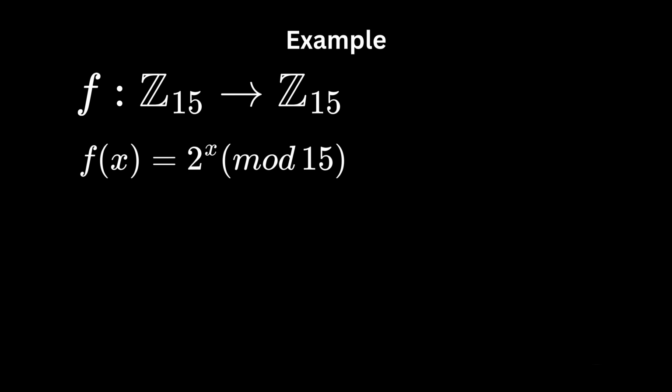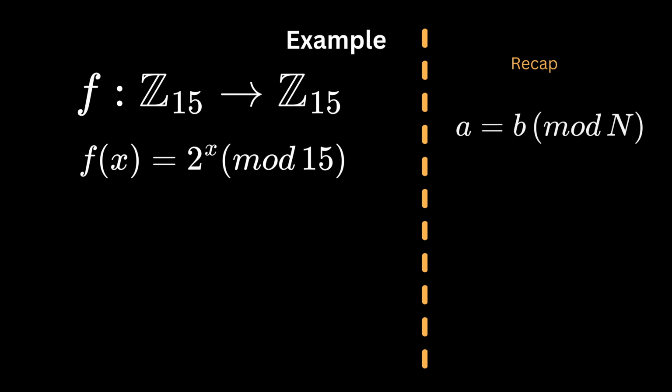Let's look at an example. Consider the function f from Z15 to Z15 that maps each x to 2 to the x mod 15. But what does it mean? Recap. When we say a equal to b mod n, it means that a minus b is divisible by n.